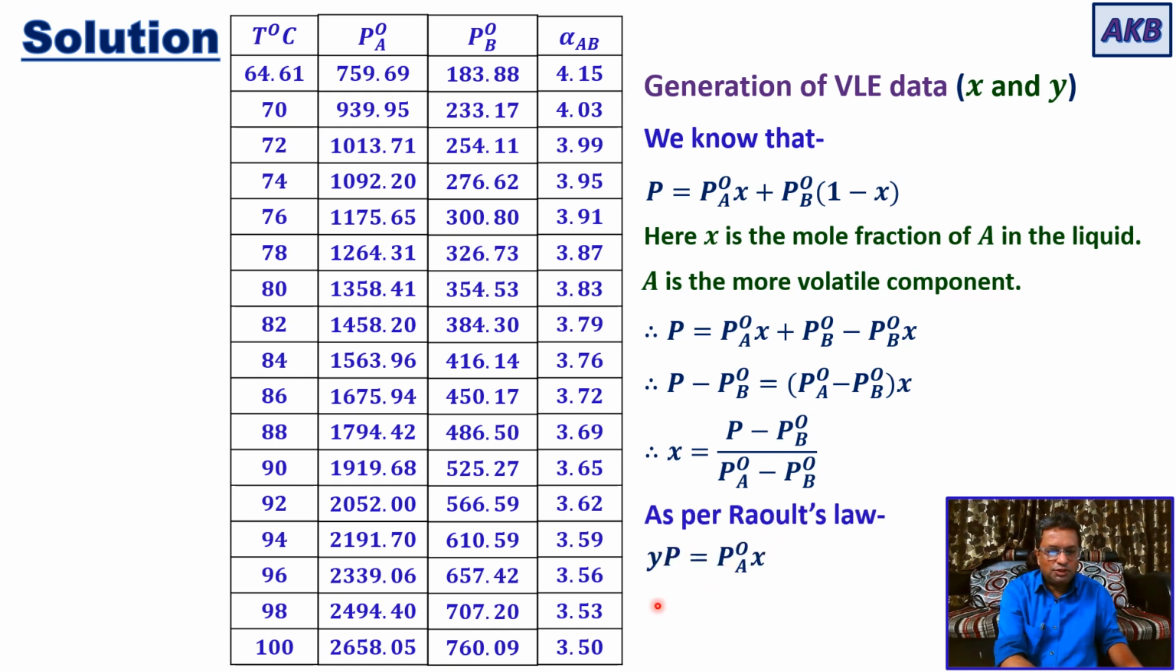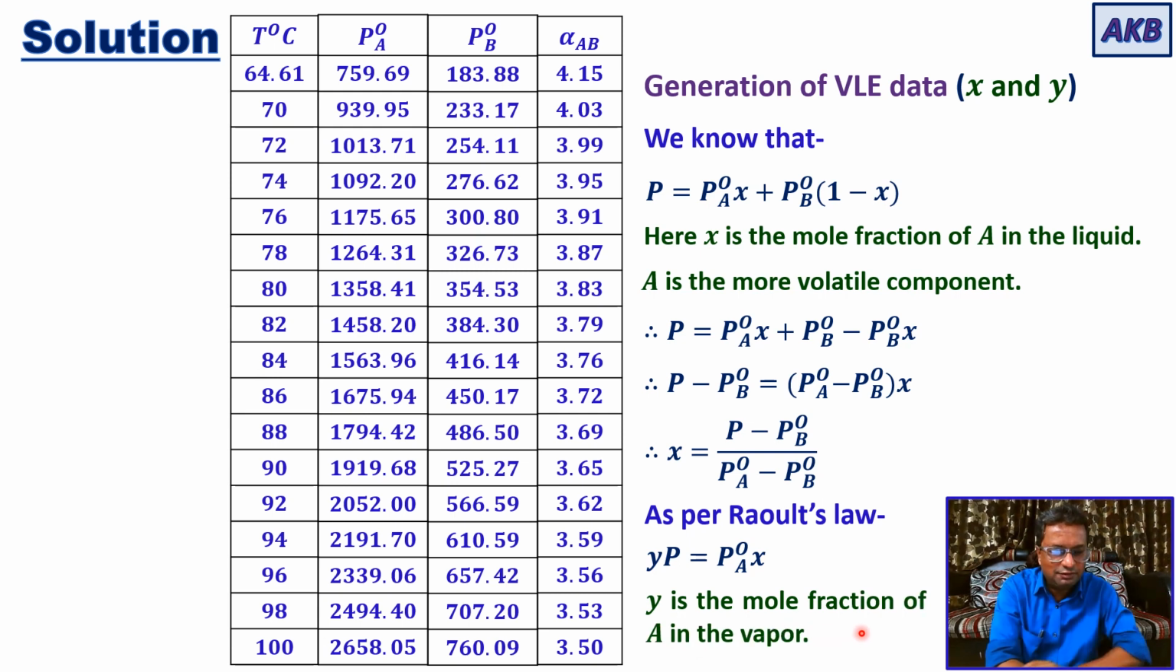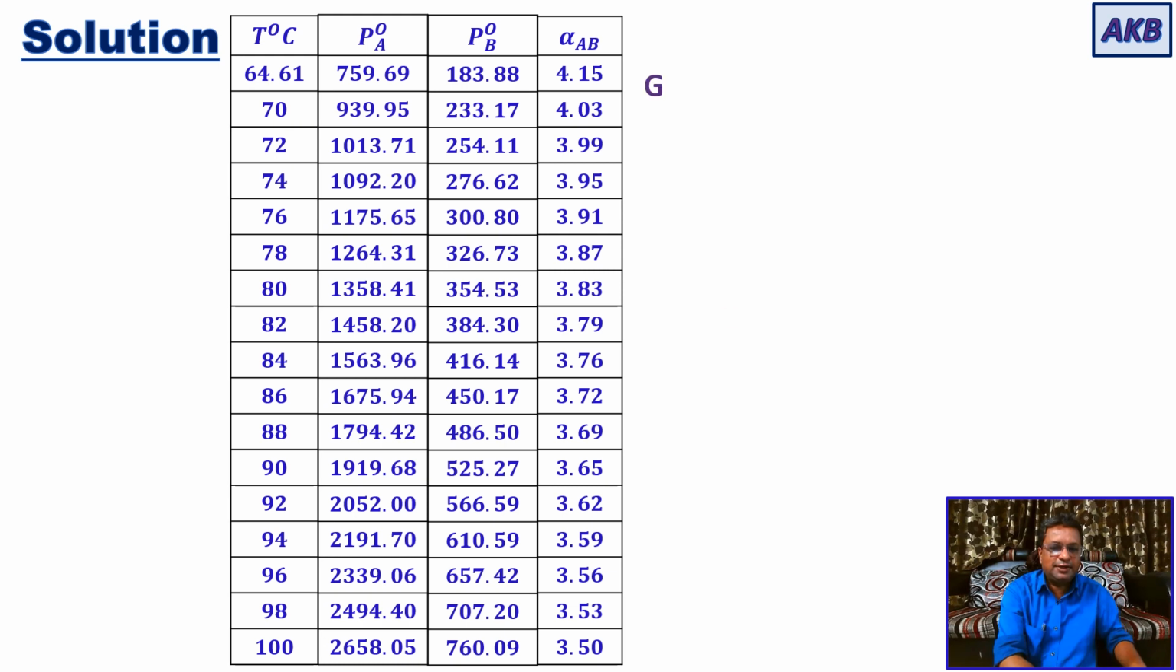Then by using Raoult's law, because Raoult's law is applicable to vapor liquid equilibrium when they are behaving ideally and when they are in equilibrium with each other, you have Y into P, that is mole fraction in vapor phase into total pressure, is equal to vapor pressure of pure A into its mole fraction in liquid. Y is the mole fraction of A in the vapor phase. Okay, so we'll be using this equation for getting X and this equation for getting Y. Let us understand that.